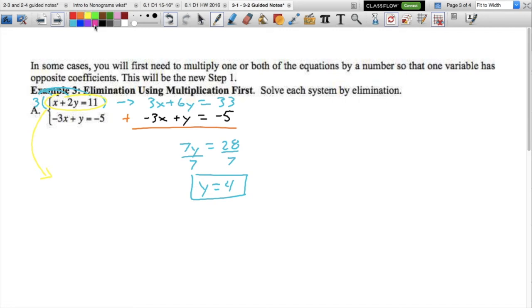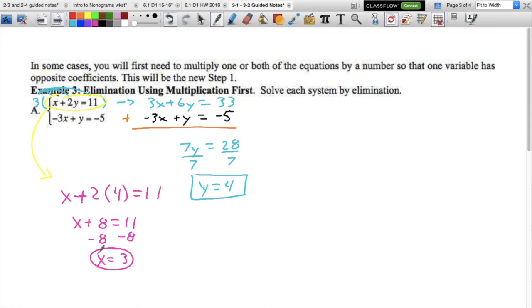And it looks like this. It says x plus 2 times y, and y is 4, equals 11. Notice I put parentheses around the y and the x when I plug them back in. So this is x plus 8 equals 11. Then what does x have to be? X would have to be 3.